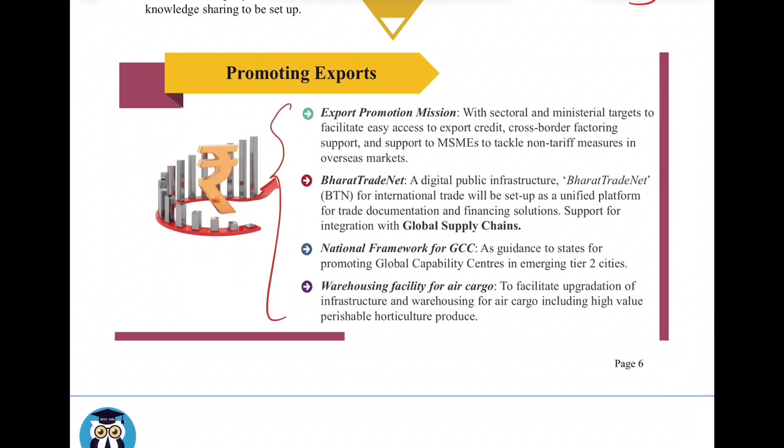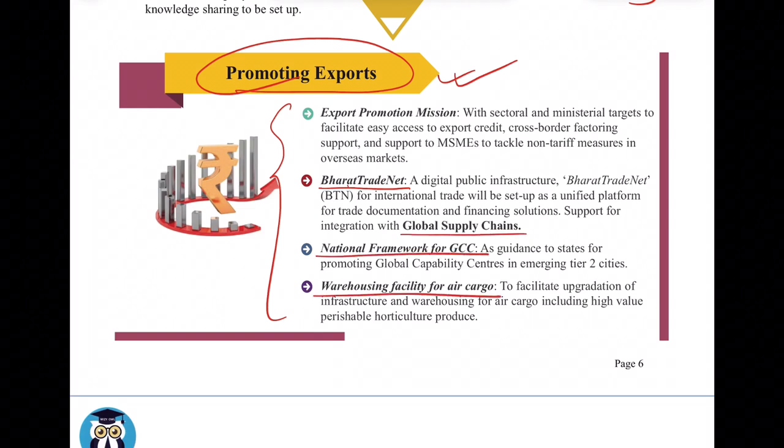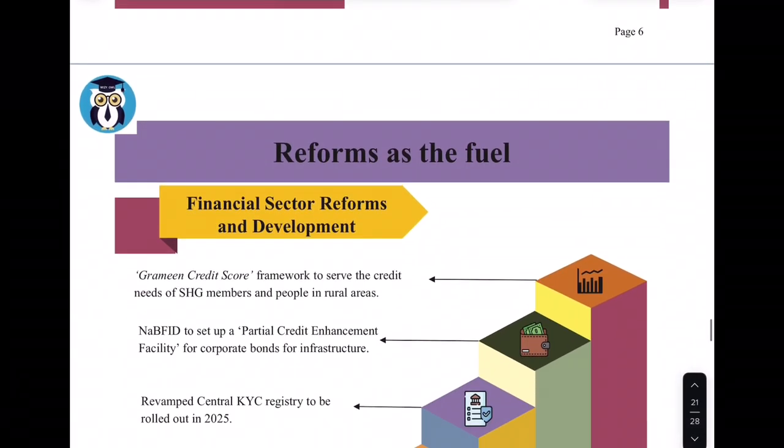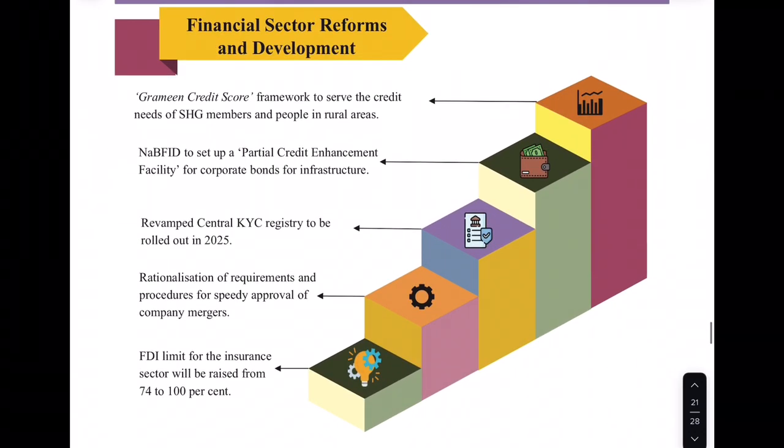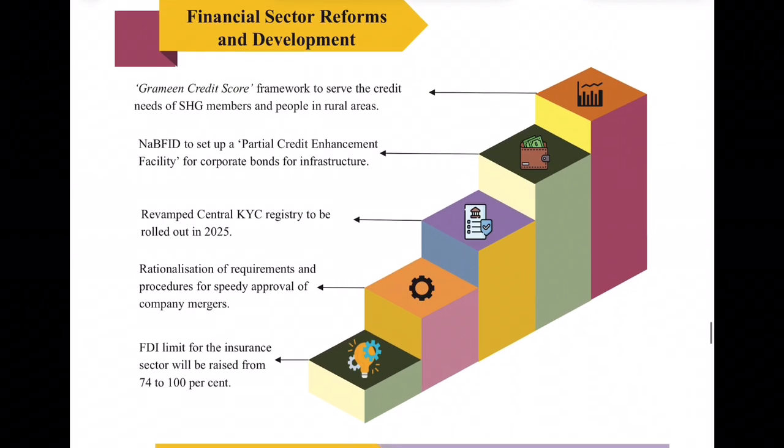Promoting export, we have targeted to promote export. Just look into these words here. How we are going to promote the export: Bharat Trade Net being part of the global supply chain, national framework for GCC, warehousing facility for air cargo, then export promotion mission. The FDI limit for the insurance sector will be raised from 74 to 100%. Means foreign direct investment will be allowed.